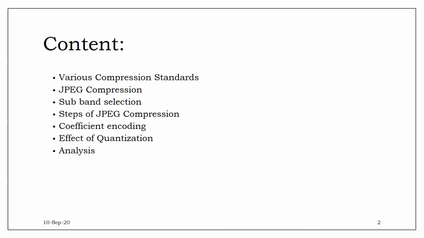In the JPEG compression, we will see how to identify the sub bands, since the image is first segregated into different bands. So how to identify what size of sub band I should use, we're going to talk about that. Then we're going to see the steps involved in JPEG compression, the efficient coding techniques we can make out. Then we're going to see what the effects of quantization on JPEG compression are, and at the last we're going to make the whole analysis based upon this JPEG compression.